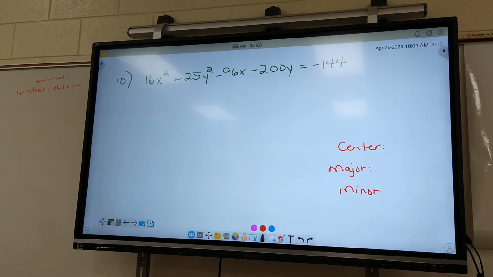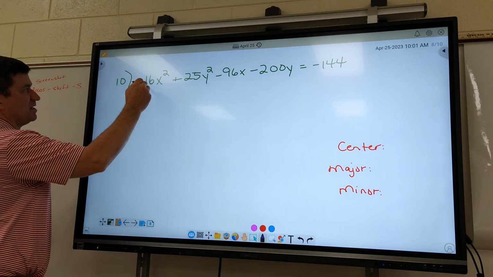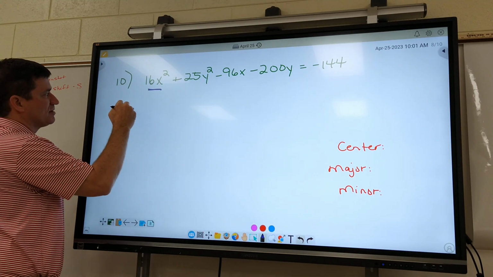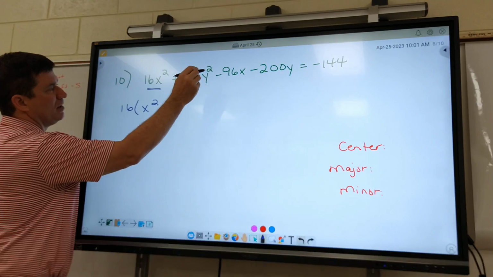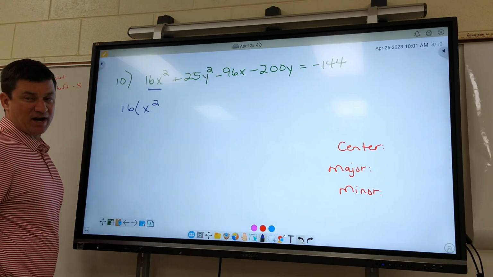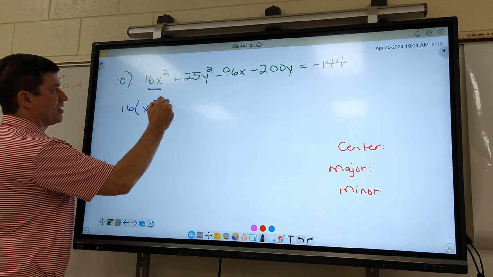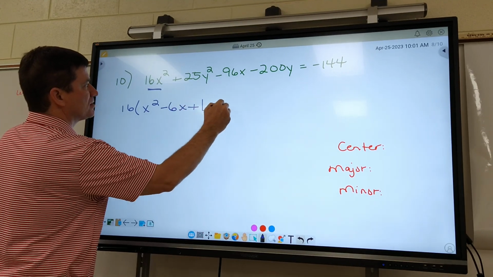What do we divide the x's by? All right, we got a 16 with our x squared, guys. We got 16, we got x squared. Somebody help me, what's 96 divided by 16? So I got negative 6 in my box.